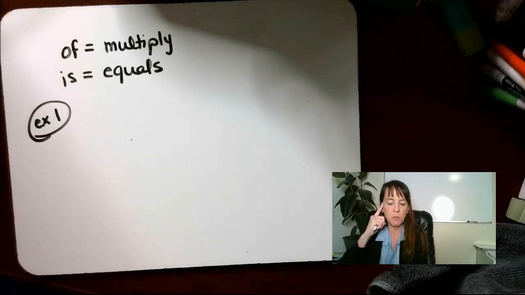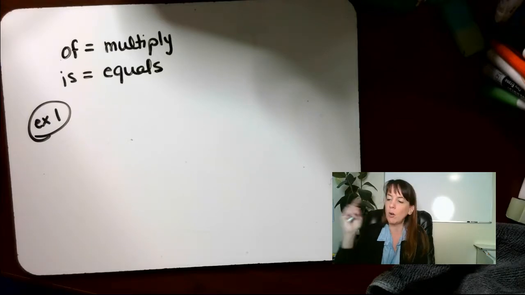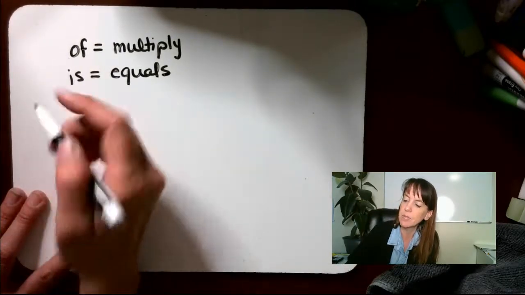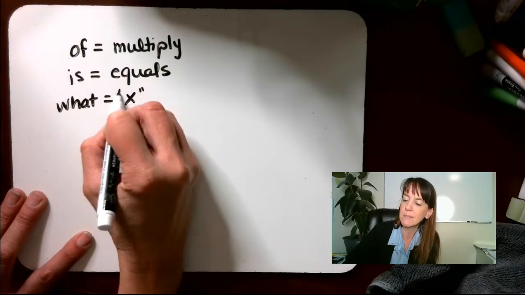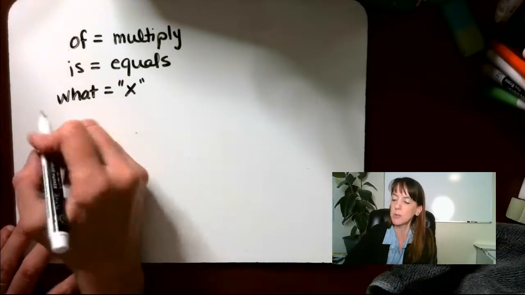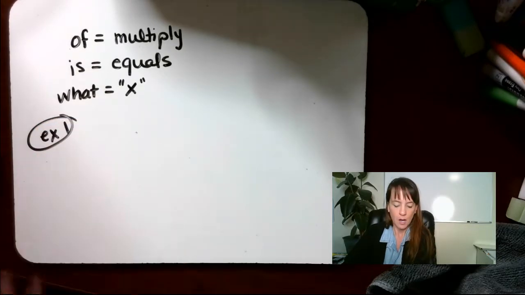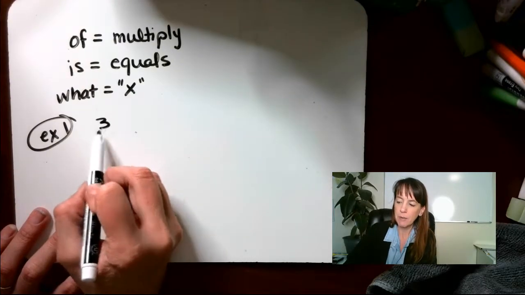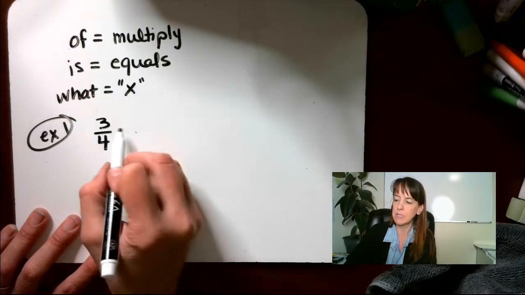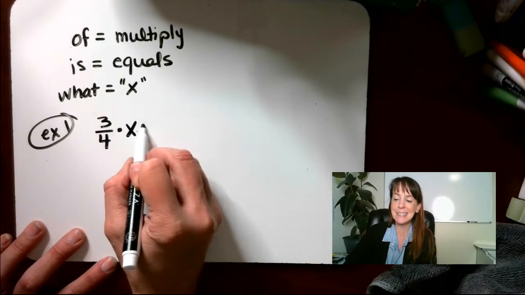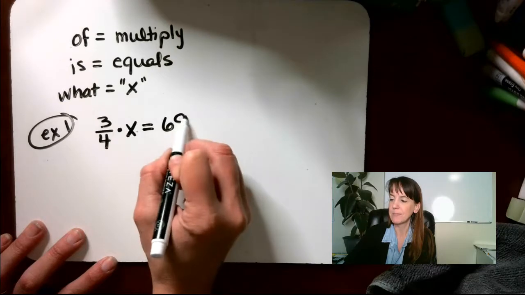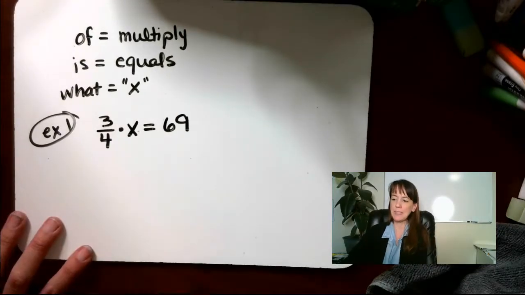It says 3/4 of what number, oh, the word what, that was the other one, sorry. I knew I was gonna remember something. The word what means X, our unknown. Okay, so now really example number 1. 3/4 of what number is 69? Well, 3/4 of means multiply. What number, what means X, is 69. All right, so we basically have an equation here.